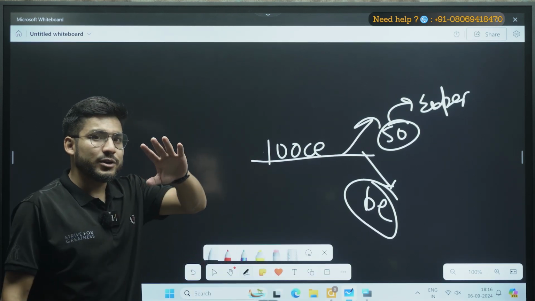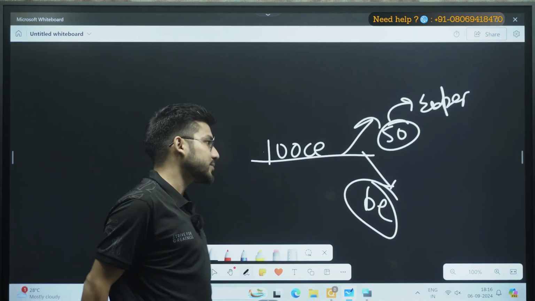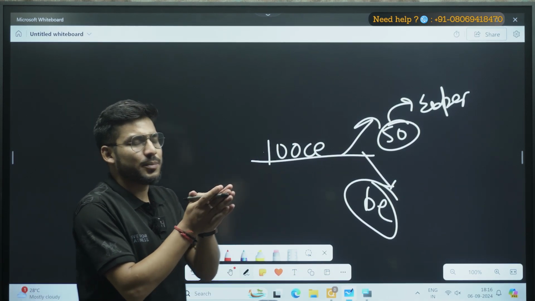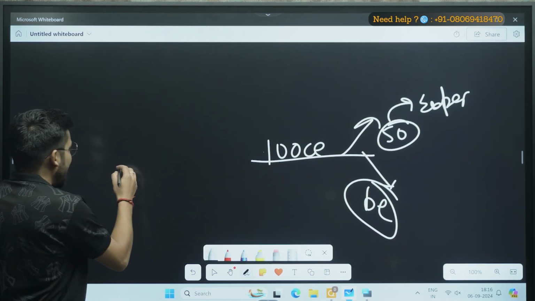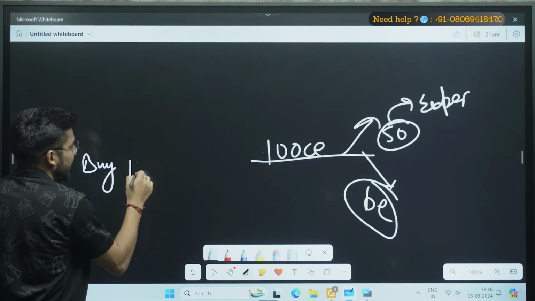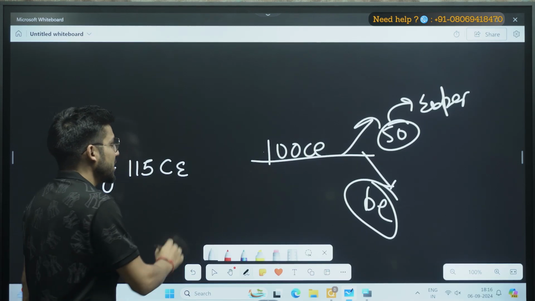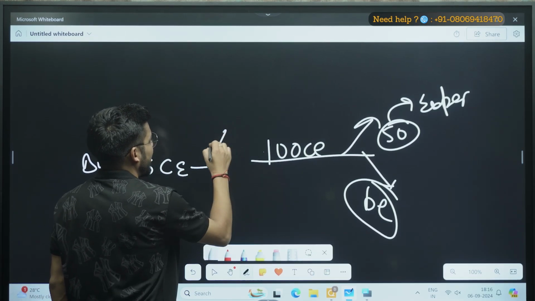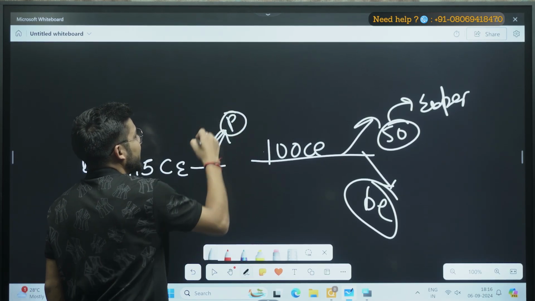For example, you must have heard about hedging. When I'm doing hedging, if I have a perception that the market can go in the higher direction, I'll buy a 115 call option, right? I have bought a 115 call option. So whenever my market goes above this level, I'll generate a profit, right?